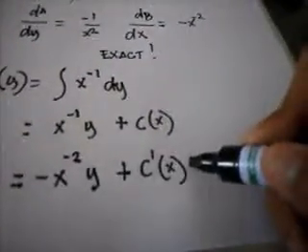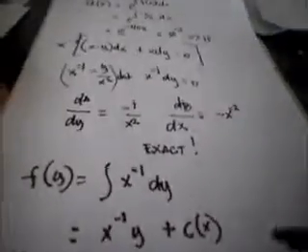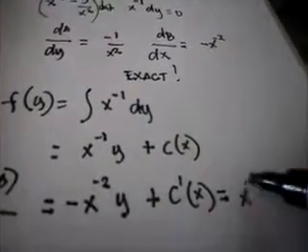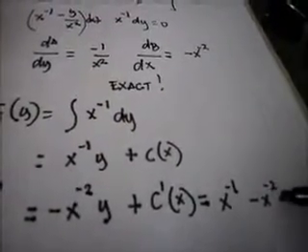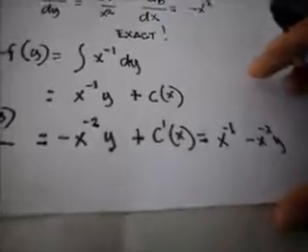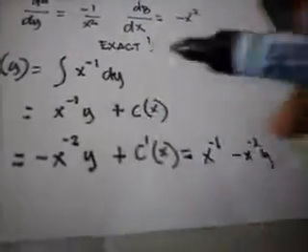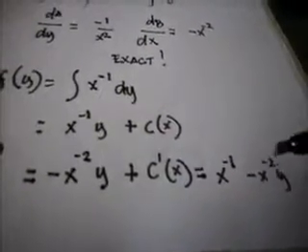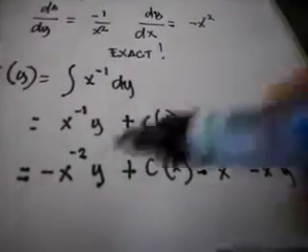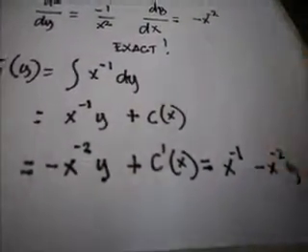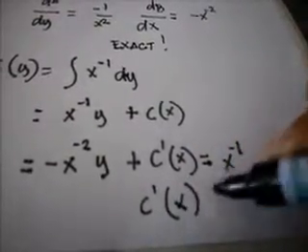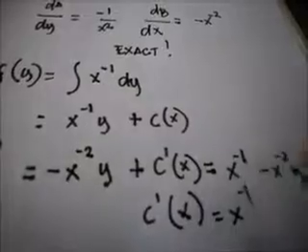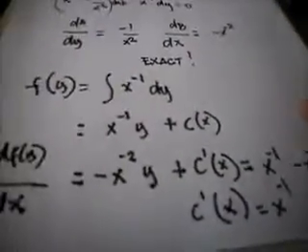And equate it with the value of our a, which is x to the negative 1 minus x to the negative 2y. As you can see, if we transpose this one to the right hand side, they will just be cancelled out. So we have c prime of x is equal to x to the negative 1.